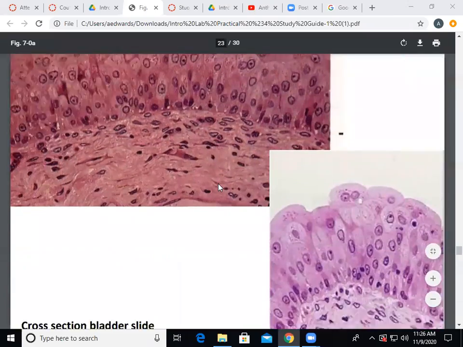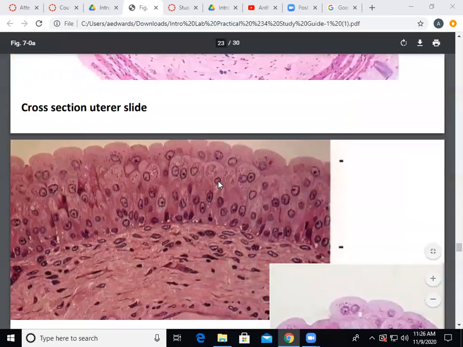All right, here's your urinary bladder. And how did I know it was a urinary bladder? Because it has transitional epithelium. Remember when we studied epithelium a few weeks back? Probably not, but that's okay.